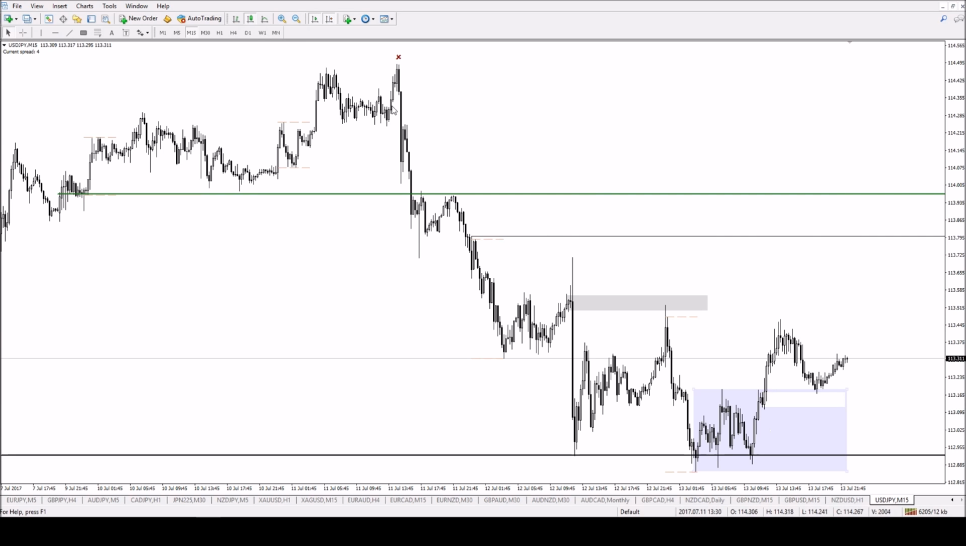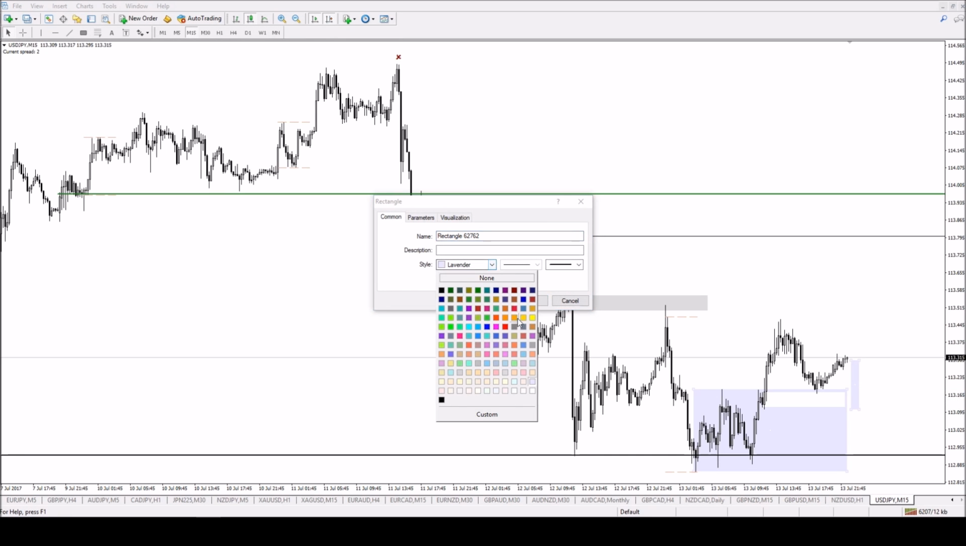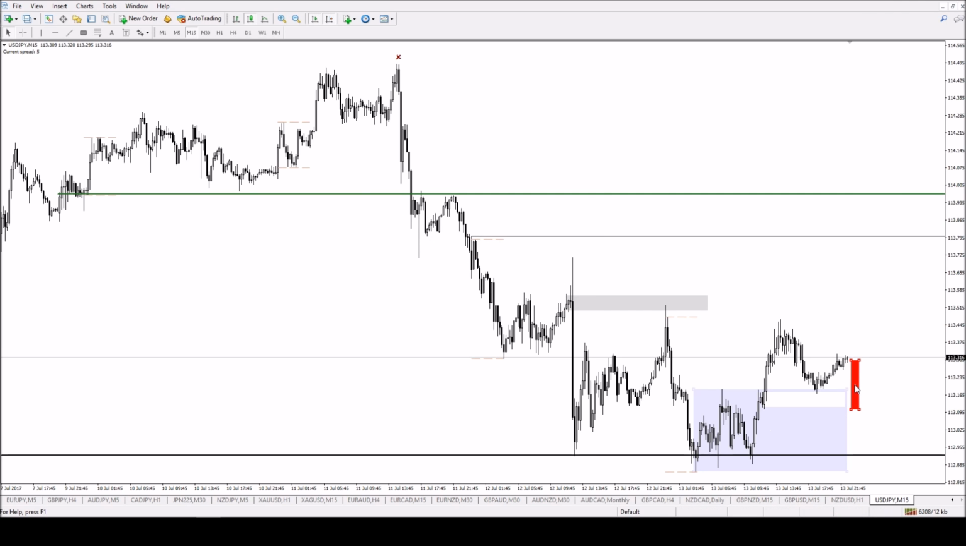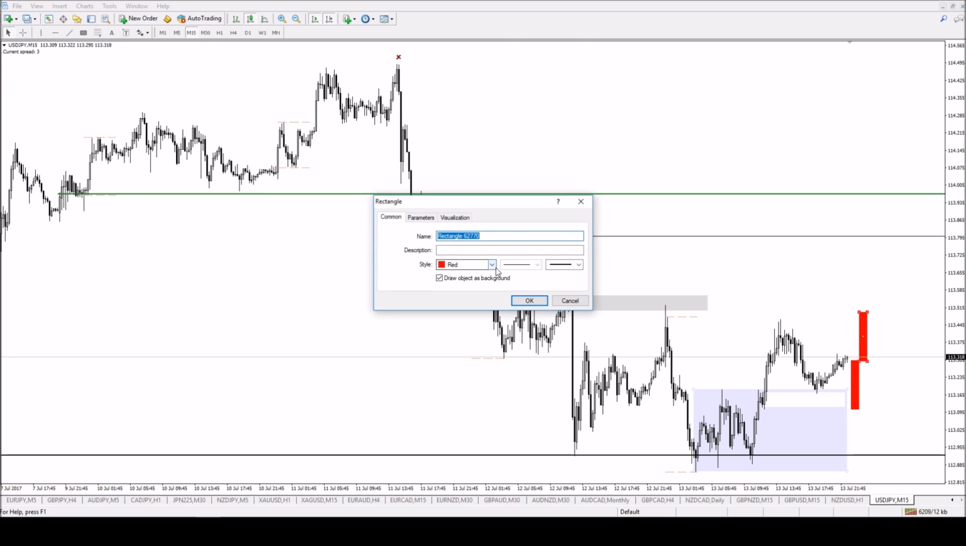So I'm risking little in comparison to what I could possibly get. If I was to enter here, I've already entered it long. I've shown it on my Twitter. Then I'd be looking for... let's just work this out.